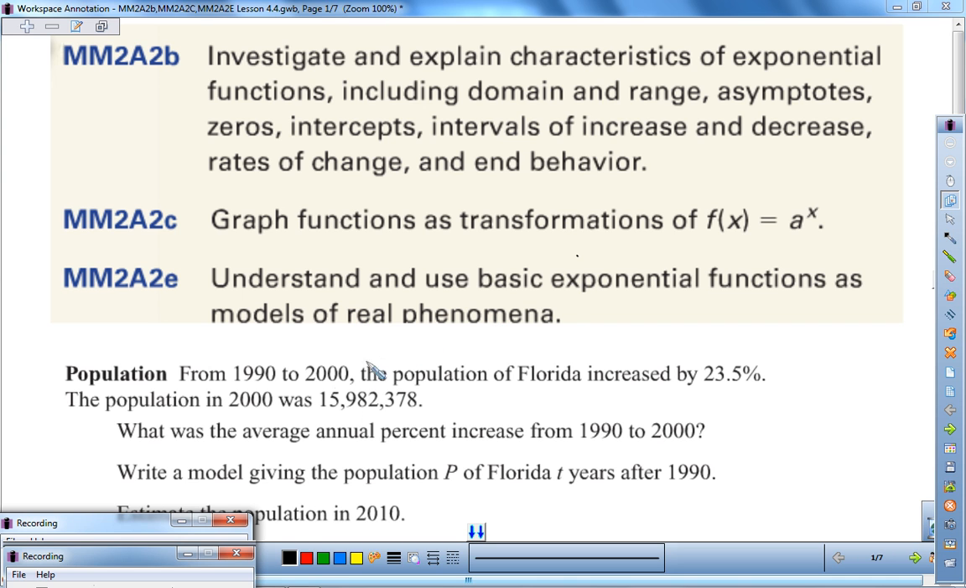So this will be our essential question that I want you to come back and answer at the end. From 1990 to 2000, the population of Florida increased by 23.5%. The population in 2000 was 15 million, close to 6 million. What was the average annual increase from 1990 to 2000? Then I want you to write a model, write a function for the population, and then estimate. So we'll come back. I want you to come back and do this after you go through the lesson.